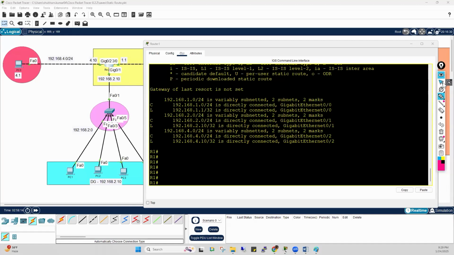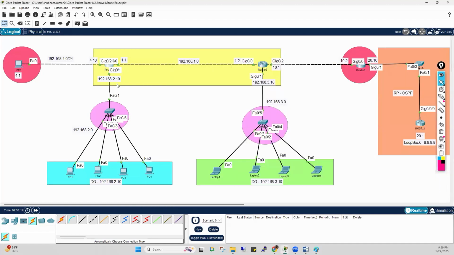Now, if this router doesn't know where it needs to forward the packet, it means you need to inform this router where to forward the packet. That is called routing. But try to understand one thing. If this PC wants to ping this PC, the packet will reach this router. Where does this router need to forward the packet? Here or here? Your answer will be, sir, here, right?